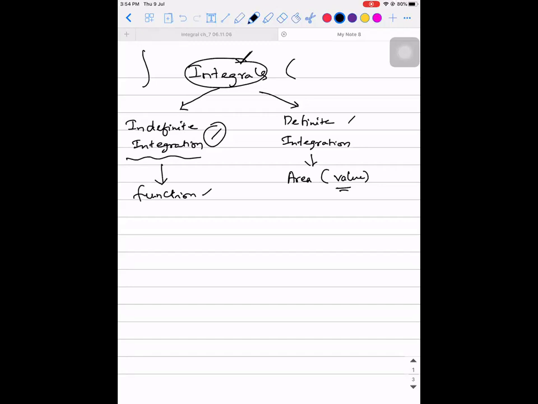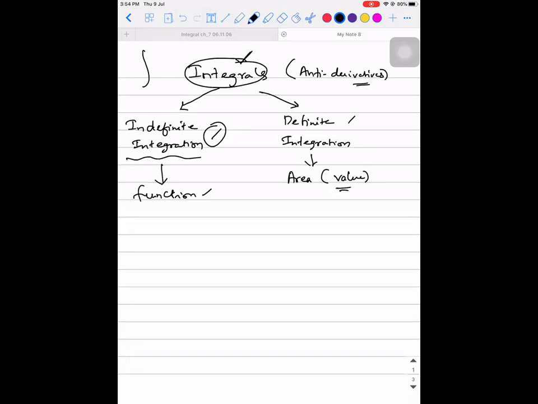Okay, so first, before we get into the applications part, that is the definite integration, we need to understand what this indefinite integration is all about. If you ask me to put it in very simple terms, integration is the reverse process of differentiation. That is why integrals are also called antiderivatives.